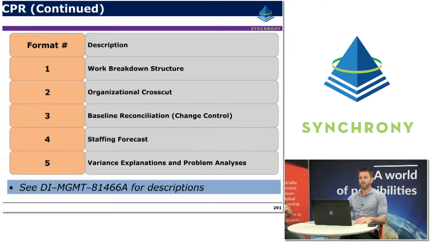Format 3 is a baseline reconciliation. So this is all about change control and tracking changes. Format number 4 is a staffing forecast. Format number 5 is your variance explanations and problem analysis. So there's a reference there, DI-MGMT 81466A, for more detailed descriptions of those standard reports.